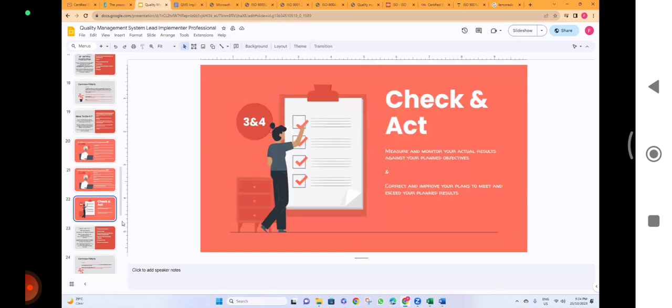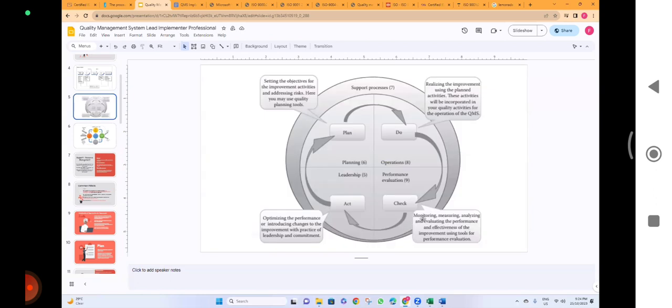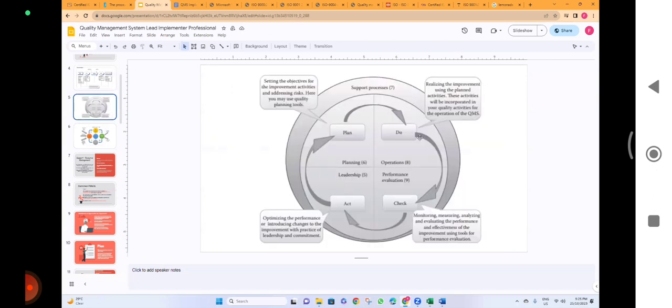Okay. So in check and act now, what are we trying to do? After we have planned how we want to determine these processes, and then we do, that means we implemented our plans. Now we want to check: we want to monitor, measure, analyze, and evaluate the performance and effectiveness of these improvement tools for performance evaluation.